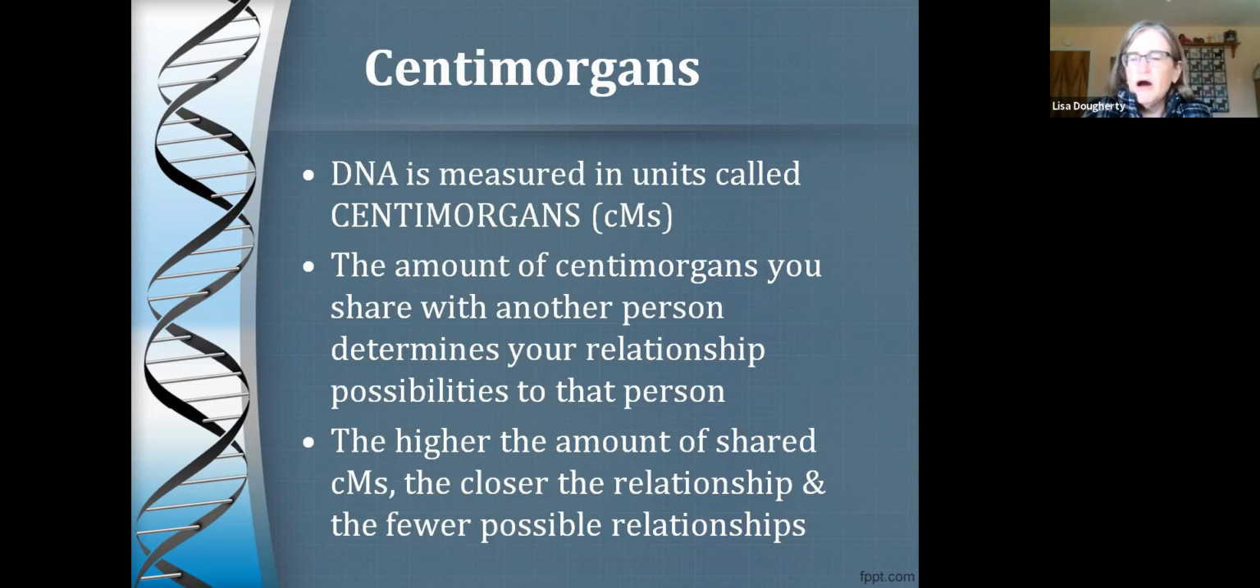It could be a third cousin. It could be a sixth cousin. It could be a half fifth cousin. There are many, many variations and many types of relationships that could be shared with lower amounts of DNA. So in general, the closer and the more centimorgans of DNA you share with someone, the fewer possibilities of relationships there are.